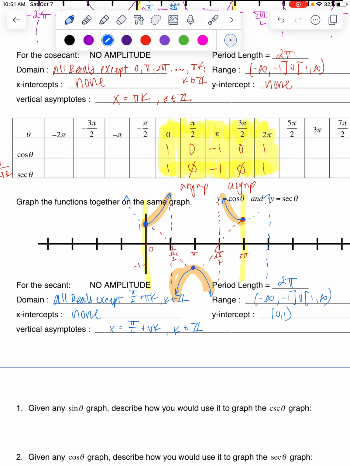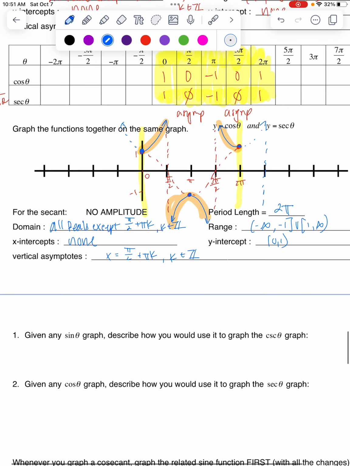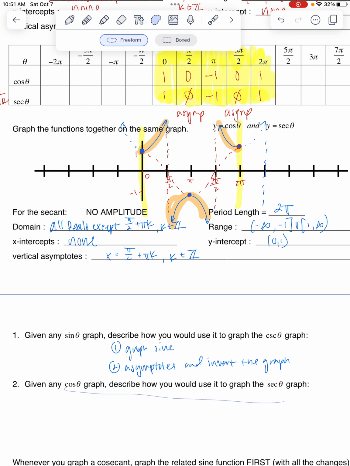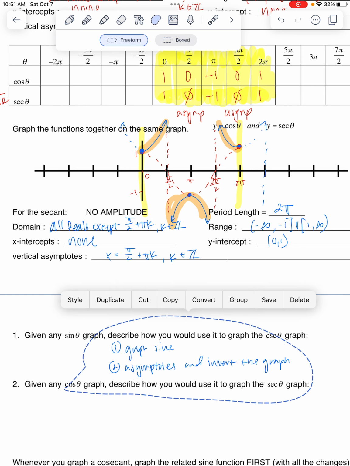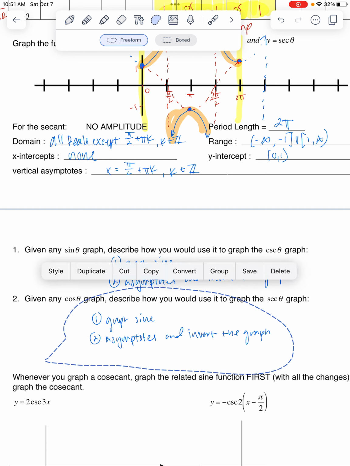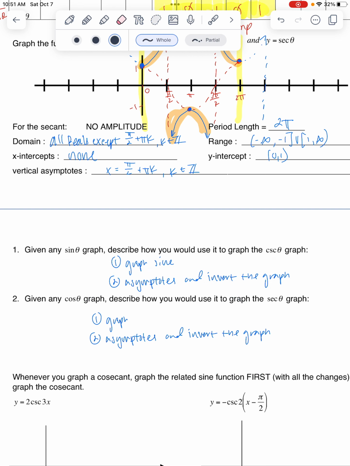So if we were to explain what's going on, it says, given any sine graph, describe how you would use it to graph the cosecant graph. Basically, we're going to first graph our sine graph, and then we can go ahead and put in our asymptotes and then invert the graph. And it's the same thing for when we are graphing our secant graph. Just this time we're going to be starting out by graphing our cosine graph.